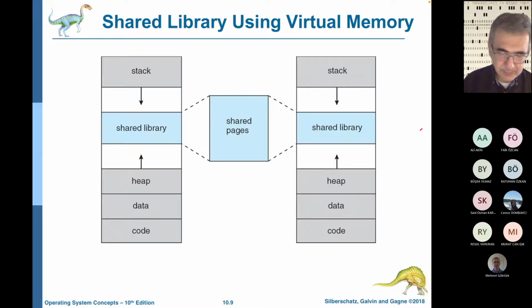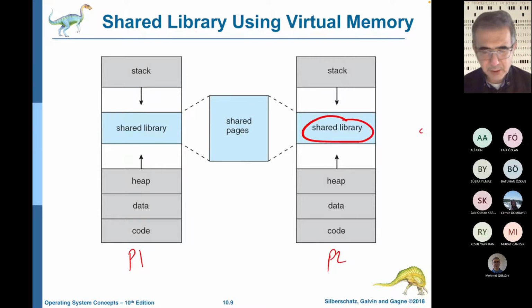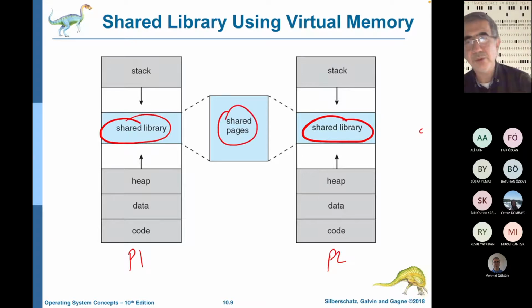So two different things. That is process 1 and that is process 2. Process 1 and process 2 can share libraries through shared pages. So those pages can be copied to random access memory in only one place, to save space in the real memory.